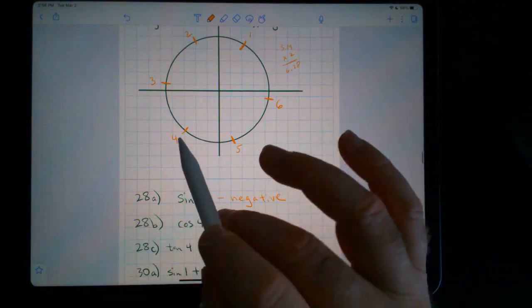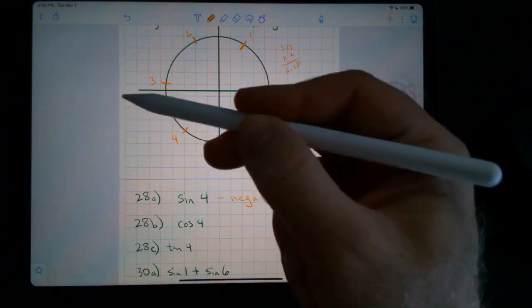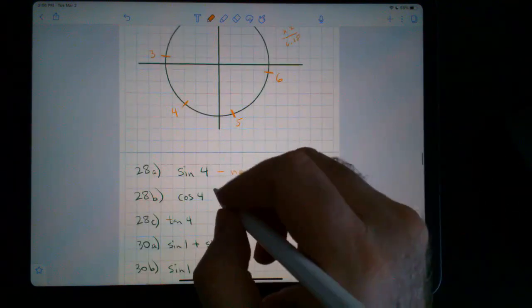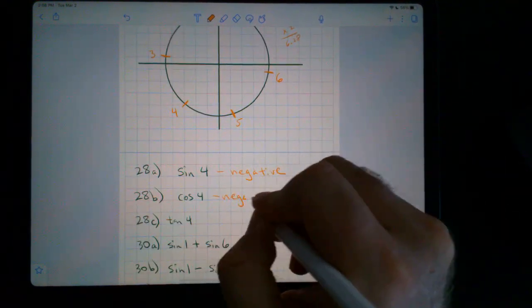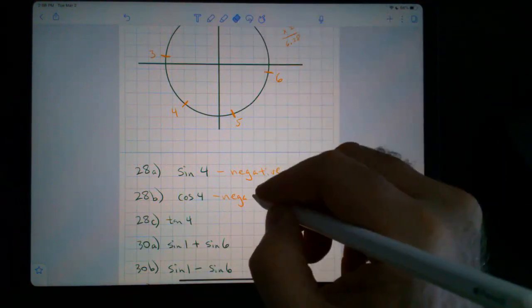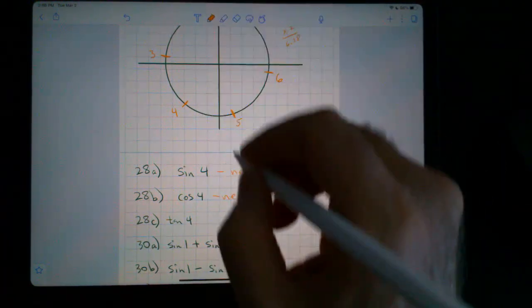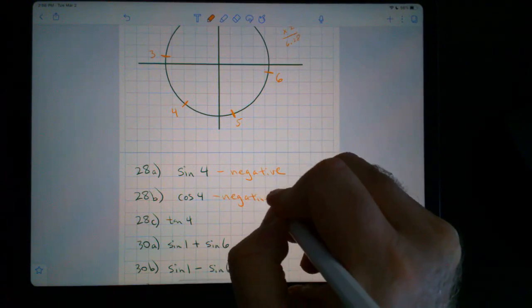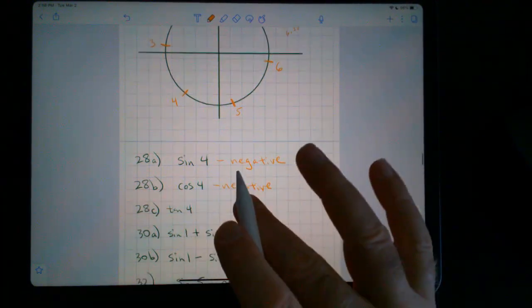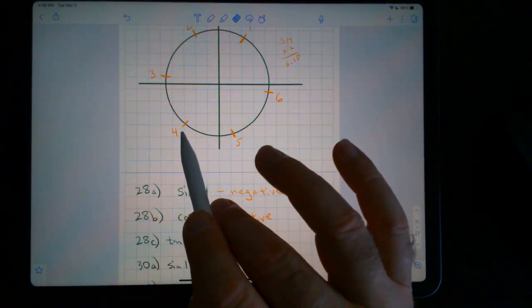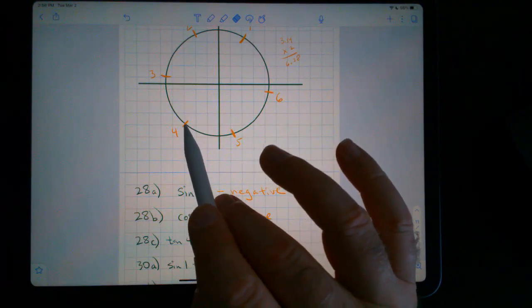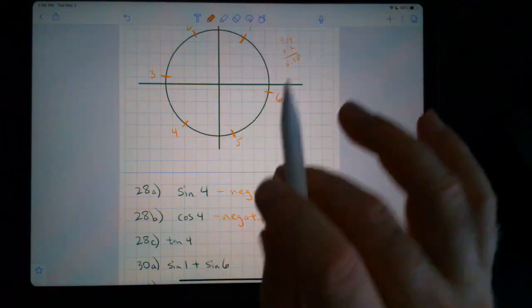Cosine of 4 is the x value. X is negative in quadrant 3. This one's negative. Tangent of 4. Tangent is sine over cosine. So we have negative over negative. That's positive.